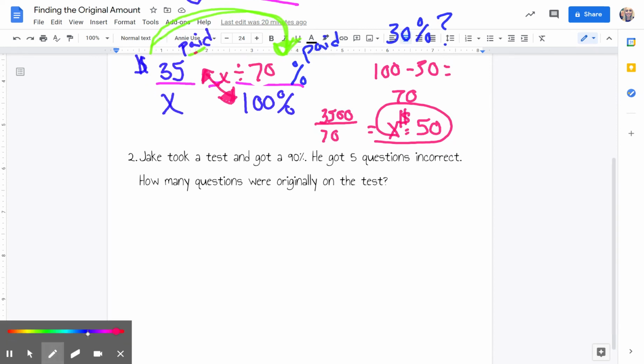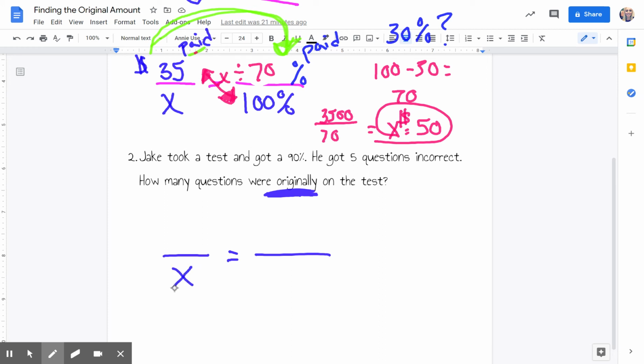Okay, Jake took a test and got a 90%. He got 5 questions incorrect. How many questions were originally on the test? So I want to know how many questions were on here. Whenever it asks for originally, I want to know how many questions there were, right? How many questions were on this test? I don't know, so I'm going to put X there. Now, he got 5 questions incorrect. That's the only piece of information they give me. So I'm going to put 5 up top.